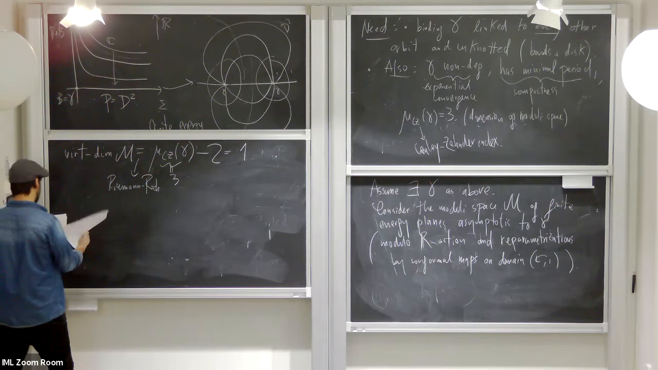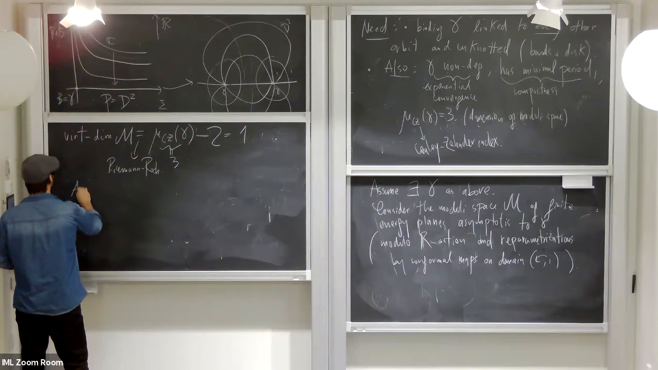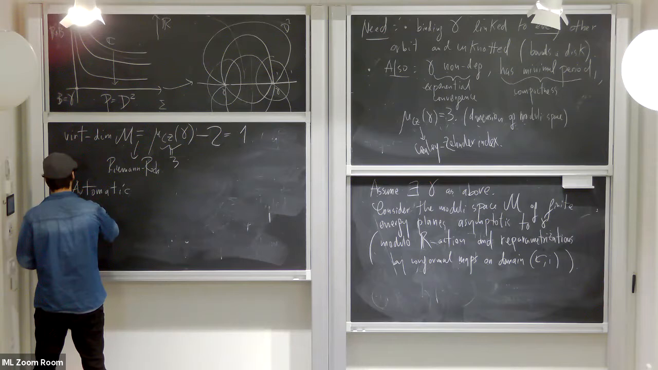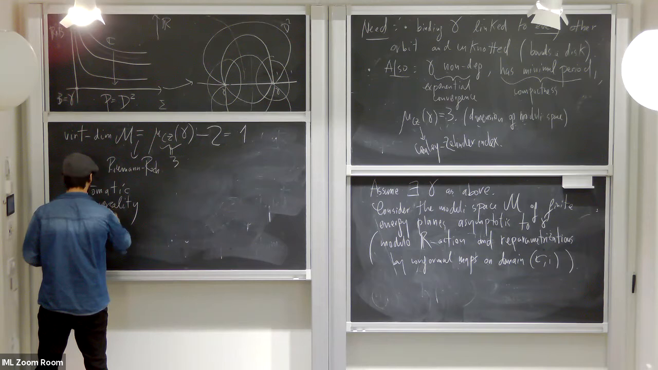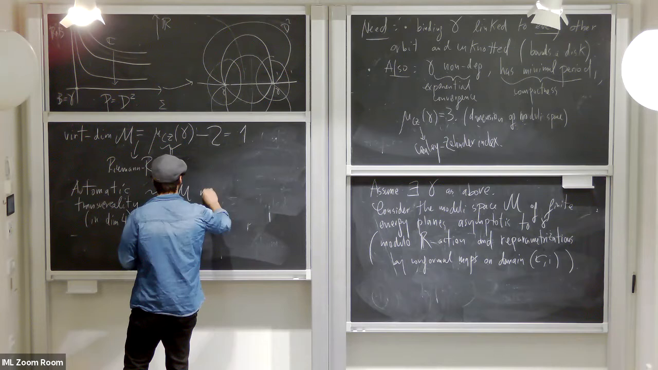So how would you prove such a thing? Now the whole work is trying to understand what the structure of M is. Let me give you a bunch of black boxes. First of all, there's a phenomenon called automatic transversality, which is basically a four-dimensional situation. Here the symplectization is four-dimensional, so there's a very magical phenomenon which allows me to say that M is actually a manifold.